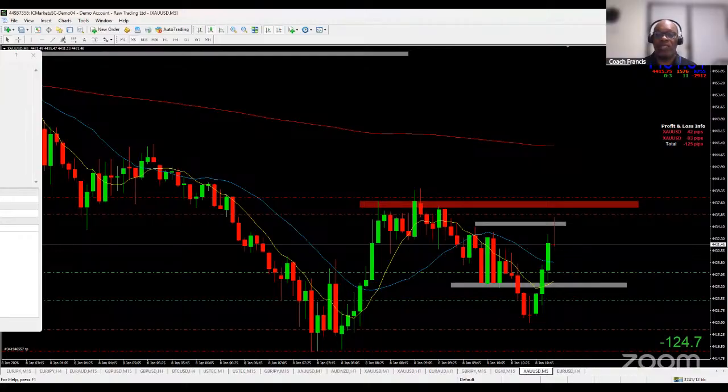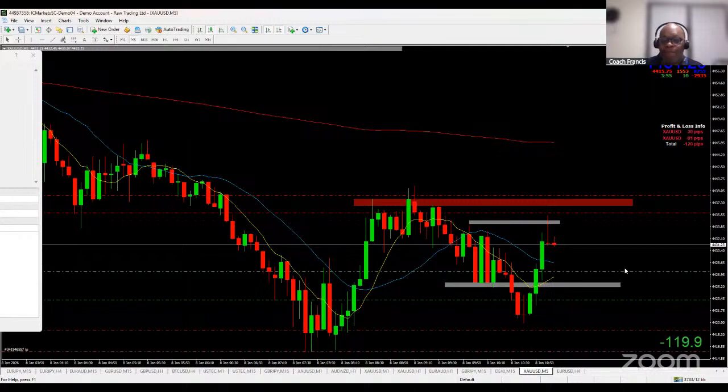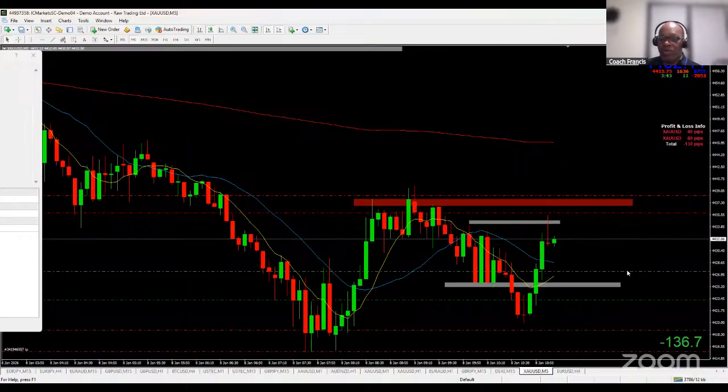Let's hang in there, guys. It is an A plus setup. We entered an A plus setup, so hang in there. There are going to be times when you have a deep pullback. You get in the trade and it gives you a deep pullback. You just have to have the guts to stay in the trade.